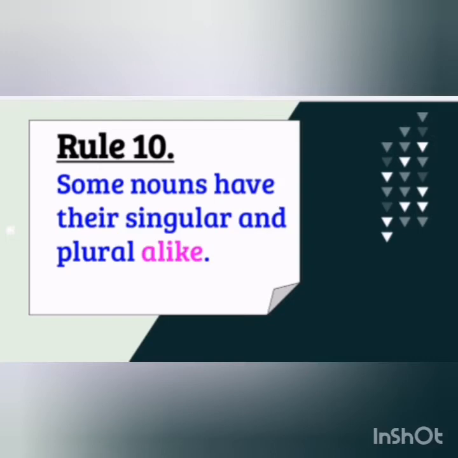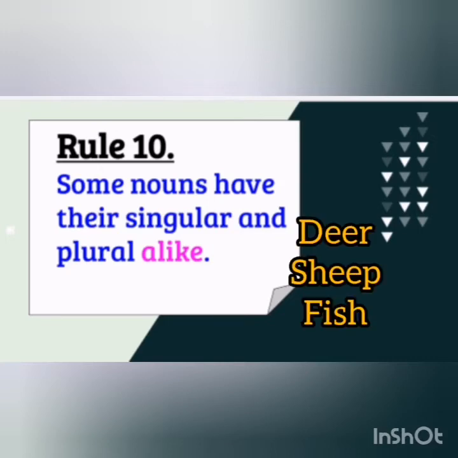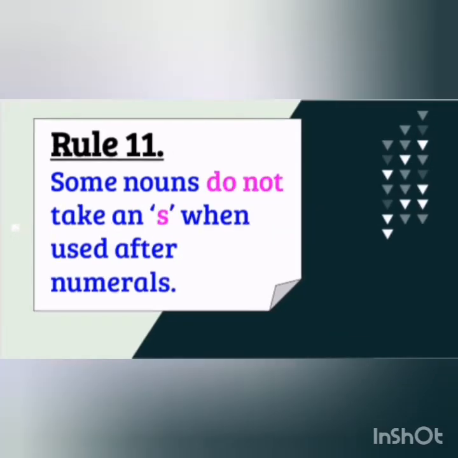Now coming to the 10th rule, some nouns have their singular and plural alike, means both are the same word, either it is singular or plural, the same word is used. Like for example deer, sheep, fish. Now coming to the 11th one.